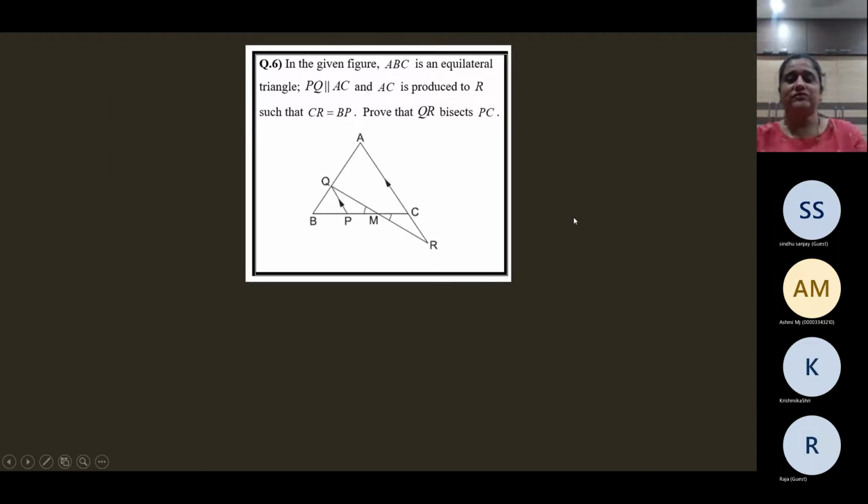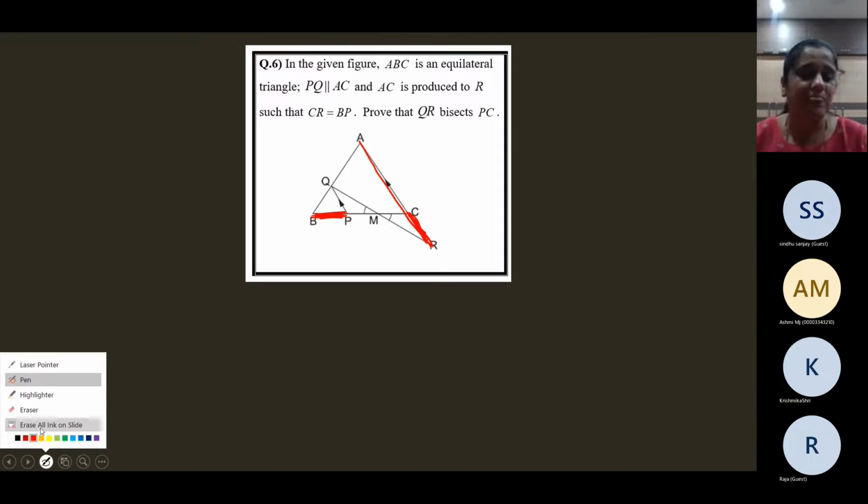Okay. Fine. In the given figure, ABC is an equilateral triangle. PQ is parallel to AC, and AC is produced to R, such that CR is equal to BP. Prove that QR bisects PC.